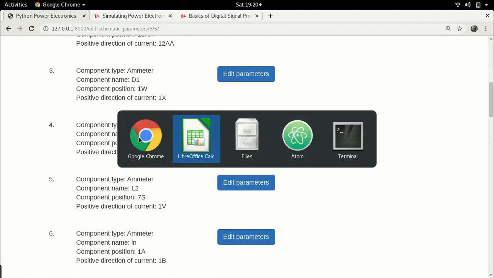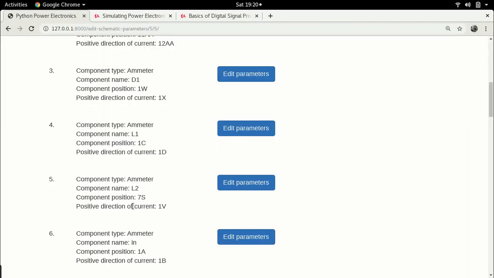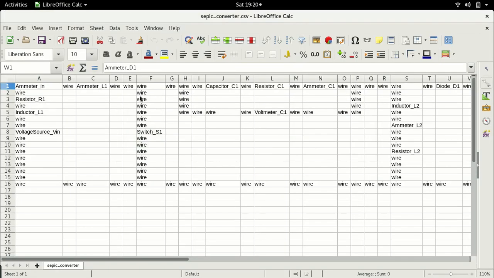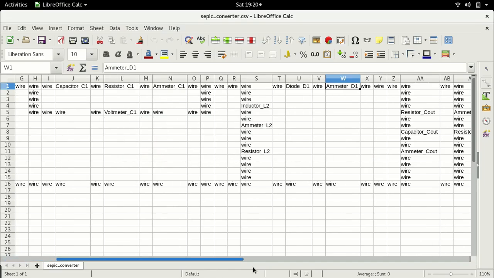And then comes L1. So let's go have a look at where L1 is. L1 is here. This can remain as it is because I don't think it changes. Yes, it is. The positive direction is 1D, which means to the right, and that's perfectly okay. Then comes L2, which is its 7S. So let's go have a look at L2.